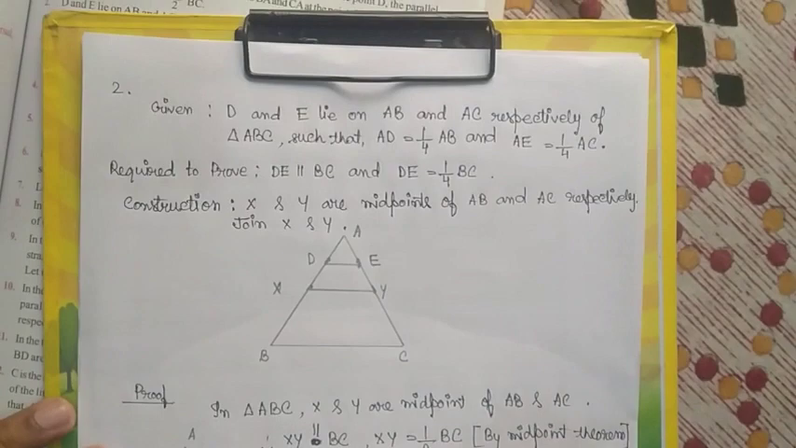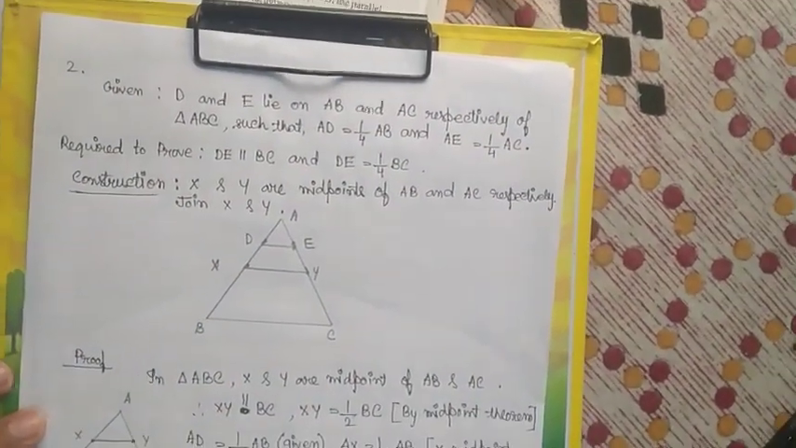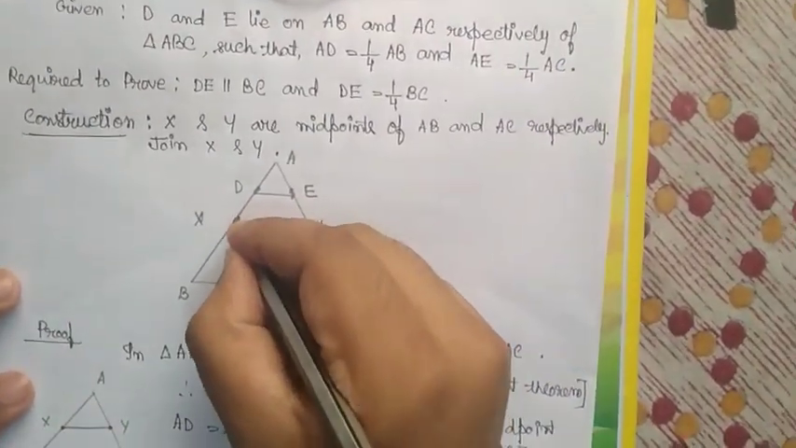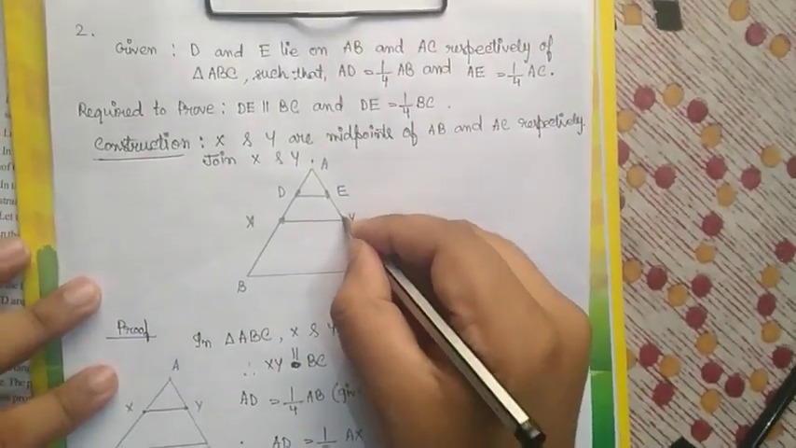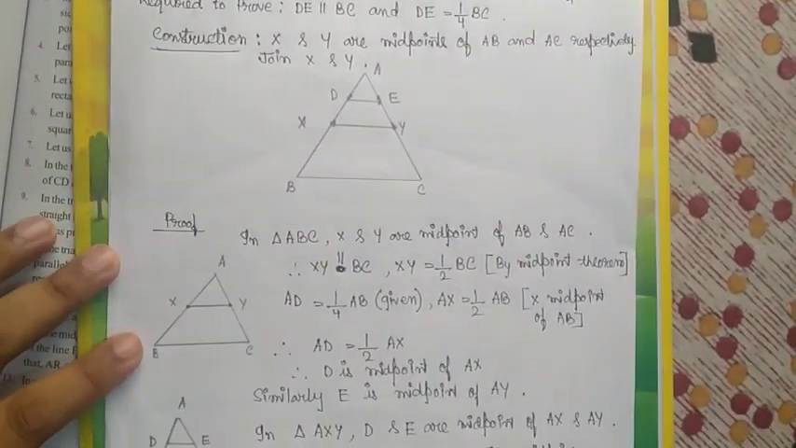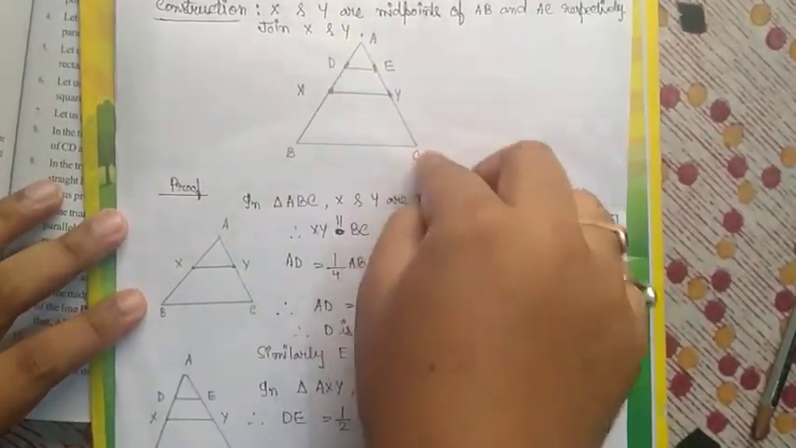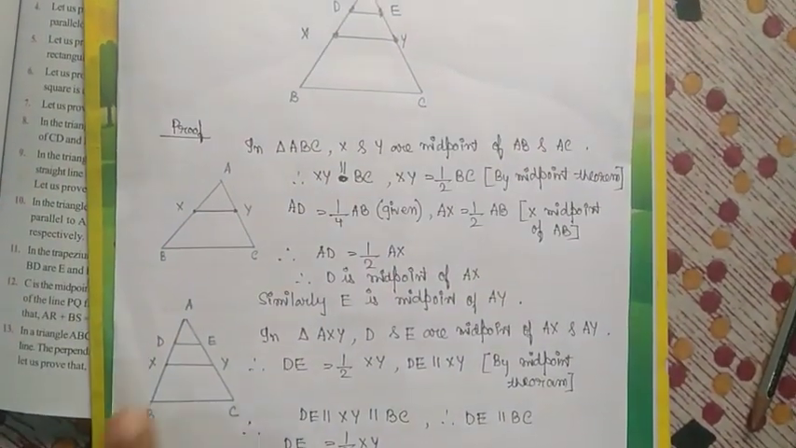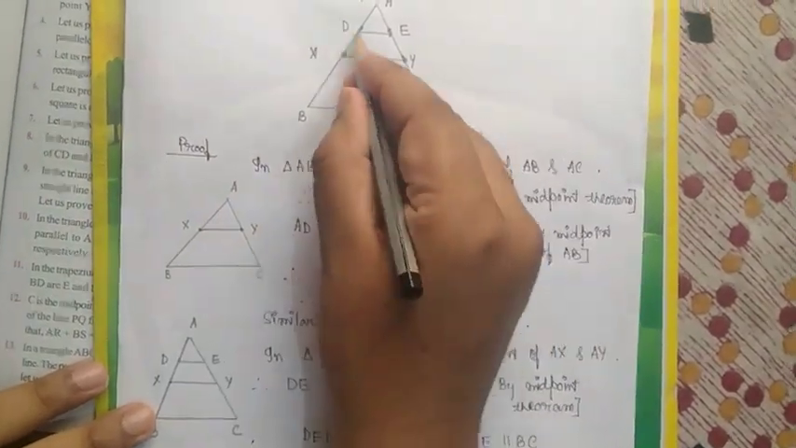Now here we have to construct something. What we have to construct? We have to construct, let us assume in the side AB, X is the midpoint of AB, and in the side AC, Y is the midpoint of AC. We have to join X and Y here. Now forget this total triangle and look at this triangle. Here I don't draw the DE here.